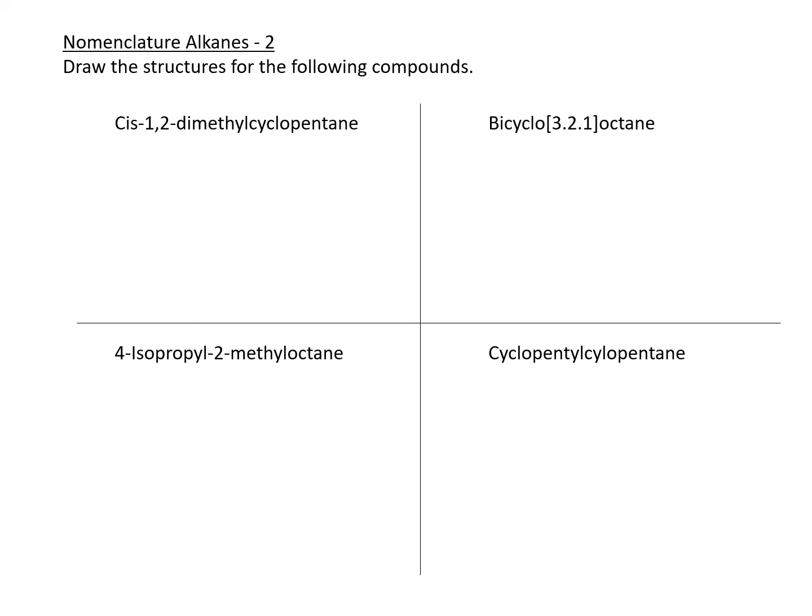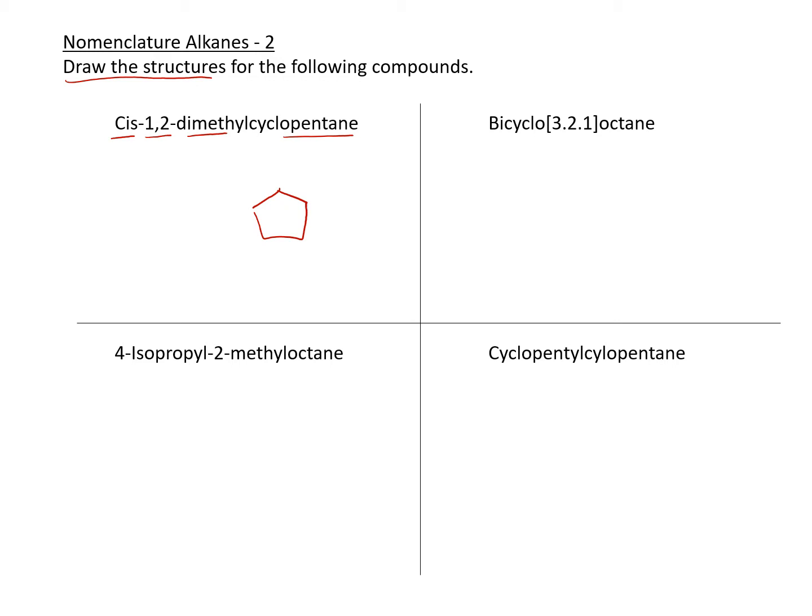Let's look at how to draw the structures for compounds in which we have the names given to us. So the first one here is cis 1,2-dimethyl cyclopentane. The cyclopentane tells us that that is the base name. So cyclopentane, there's how we get started. And then 1,2-dimethyl. So it means we have two methyl groups.